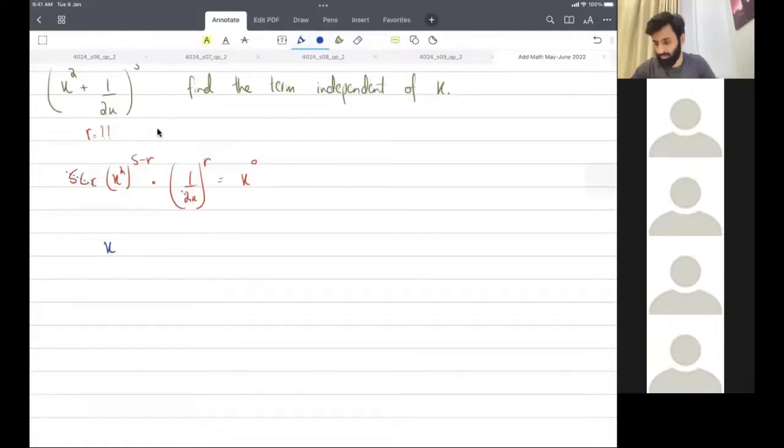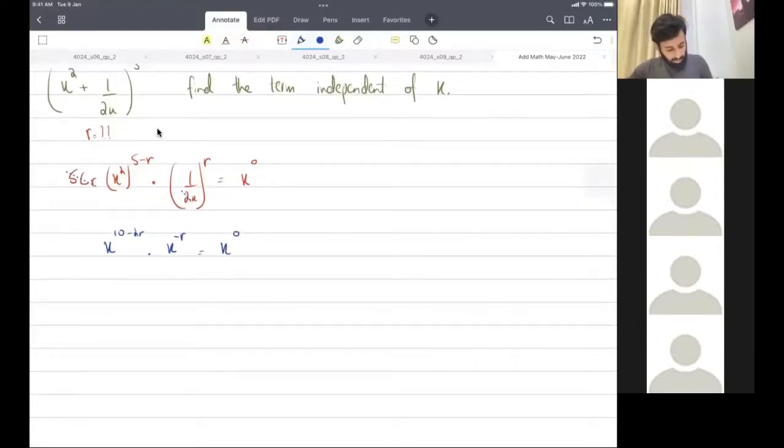x to the power 10 minus 2r. Very good, it's going to be x to the power 10 minus 2r. Okay, so I'm looking at x to the power 10 minus 2r, multiplied by, now when x comes up it will be x to the power minus 1, and when that is multiplied by r, it directly becomes x to the power minus r, equals x to the power 0.